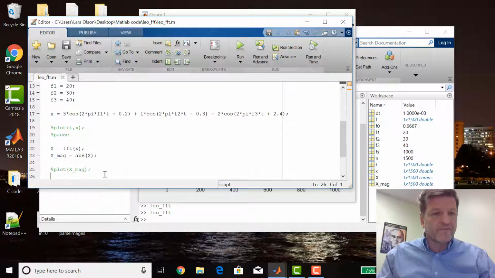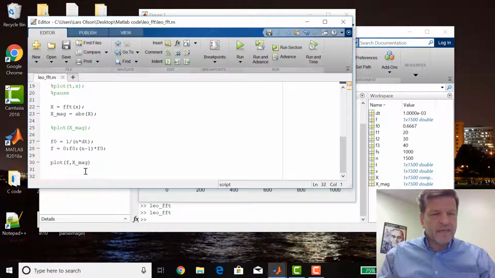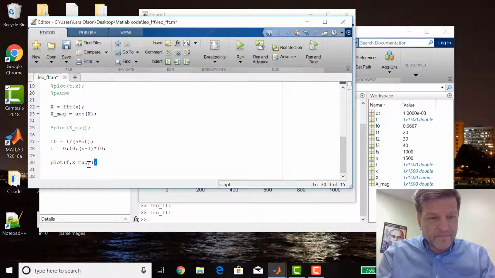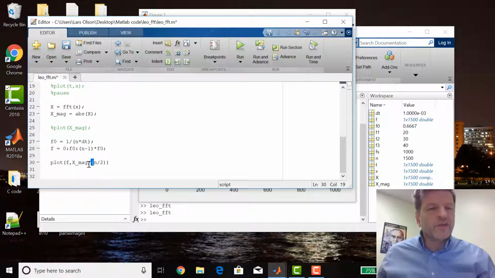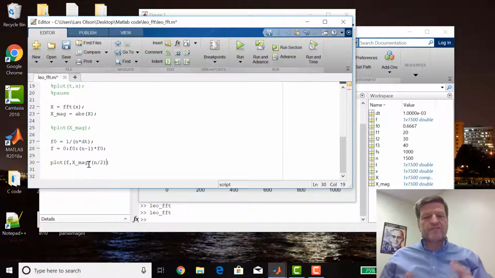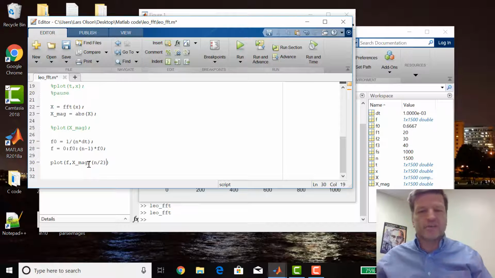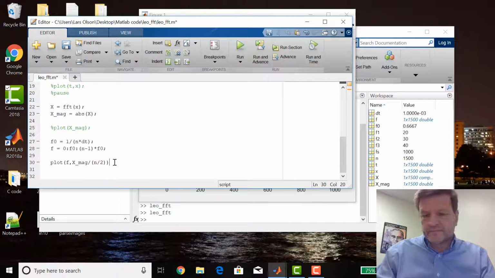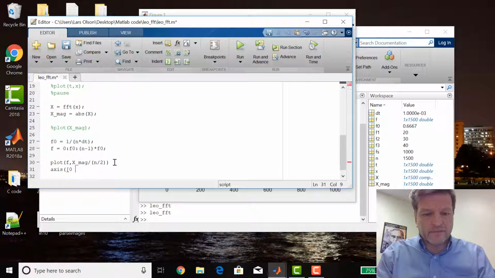The normalization for the y for x mag is pretty easy. You just want to divide x mag by n over 2. The 2 is because I'm only interested in the first mirror part of it. I'm not interested in both sides, the stuff way at the top, the mirrored part, and the other part. So I only look at half. That's why it's n over 2. And then I want to change the axis so I can actually see it. Axis 0 to, I don't know, 60, 0 to 3.5. I'm guessing it's going to be the right amount.